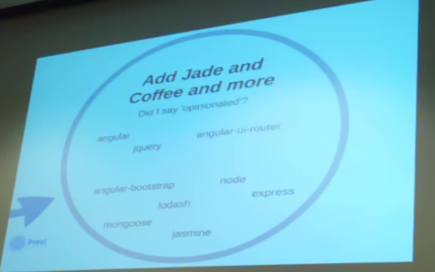Also, the default router that comes with Angular, the ng route, I don't know what it's called. It's not state-based, though. Angular UI router is a state-based router, and we wanted to use that, too. And then we also wanted Jade, Sass, not just CSS, CoffeeScript, whatever.